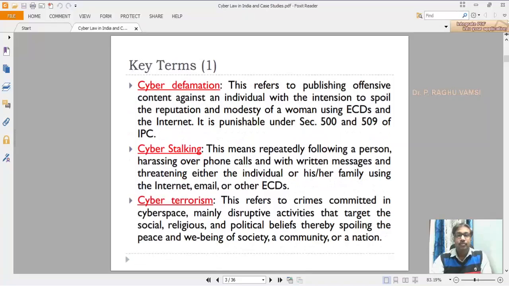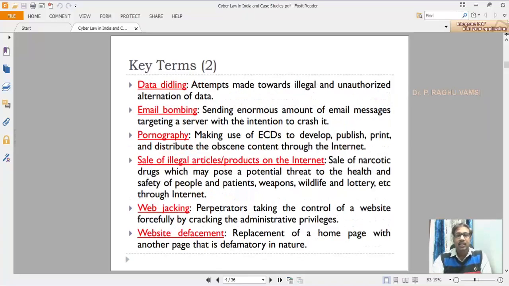As I told you, first of all, you should know the key terms such as cyber defamation, cyber stalking, cyber terrorism, data diddling, email bombing, pornography, sale of illegal articles, webjacking, web defacement. These are the key terms which are going to be used in the description of the acts. So you are supposed to be aware of what these key terms mean.